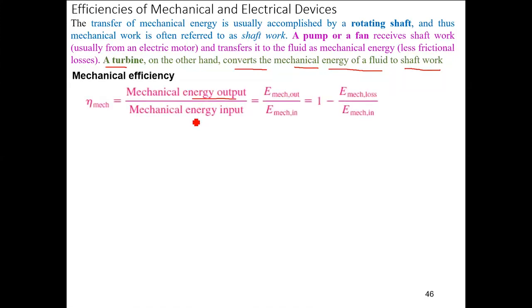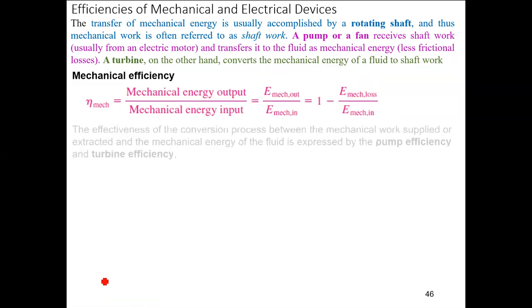Moving on, the mechanical efficiency of a device is basically defined by the mechanical energy output, this is the output that you're getting, divided by the mechanical energy input. E mechanical out over E mechanical in, or you could also express it as 1 minus the E mechanical losses over E mechanical in. So this is the fraction which is lost. 1 minus that would give you the efficiency of your system. Clear? Yes, sir. All right.